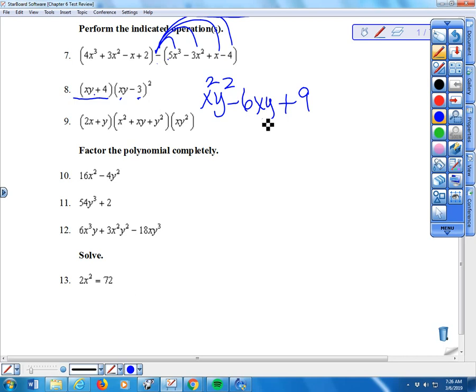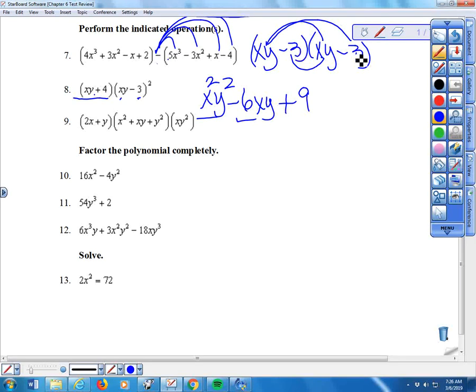Now, if you can't remember that, all you need to do is FOIL. Okay, xy times xy is x squared y squared. xy times negative 3 is negative 3xy. xy times negative 3 is negative 3xy. When I add those two together, I get negative 6xy. And negative 3 times negative 3 is 9.